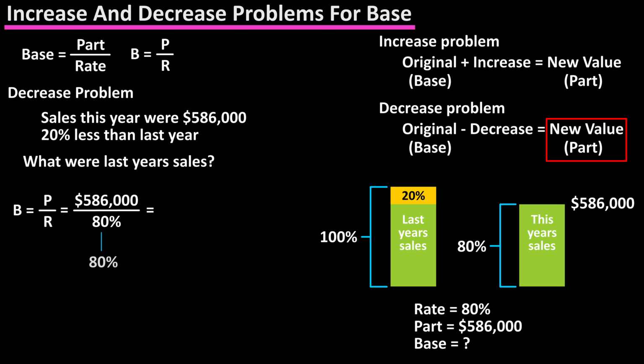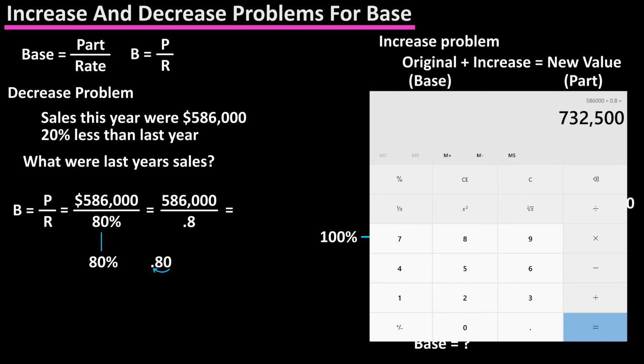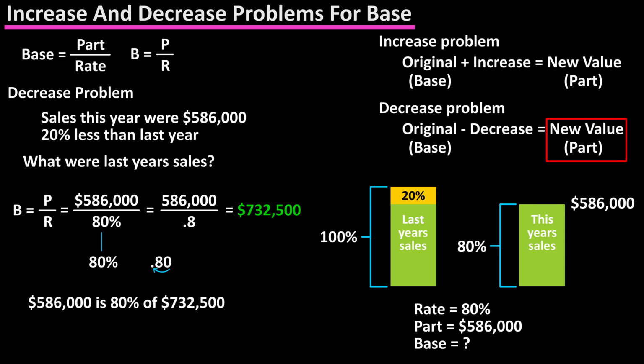We need to convert the percent to a decimal by dropping the percent sign and moving the decimal point 2 places to the left to get 0.8. Now using a calculator, we have 586,000 divided by 0.8, which gives us a final answer of $732,500. So we can say that $586,000 is 80% of $732,500.